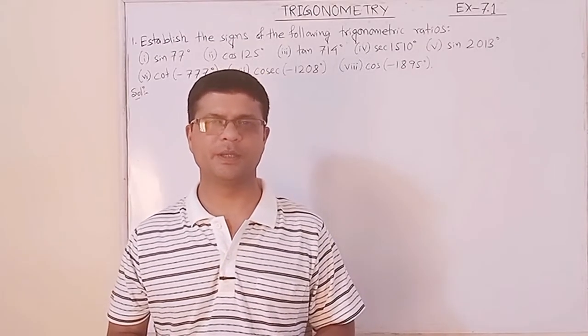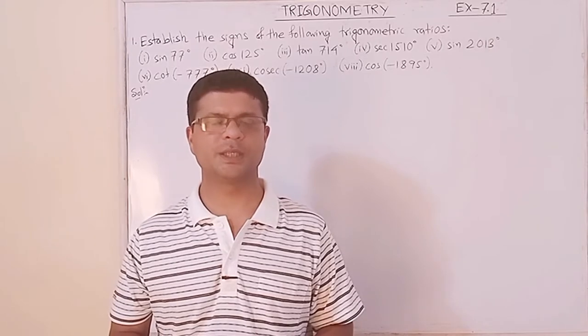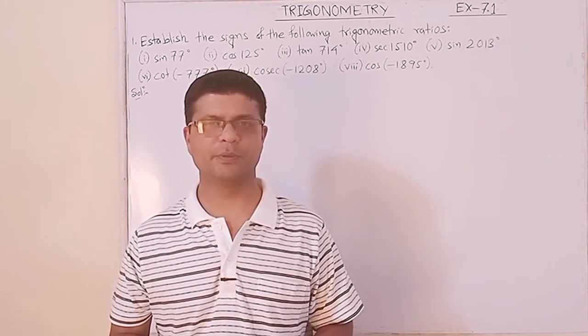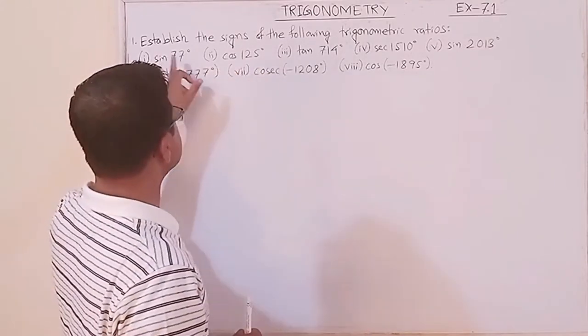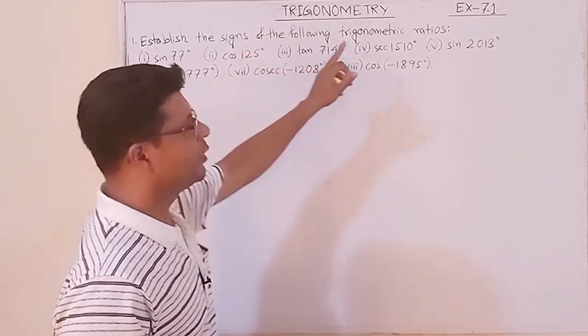Today we are in the chapter Trigonometry and today we shall start the exercise. Exercise is 7.1. At first we have taken the question number 1. Let us read the question. Here, establish the sign of the following trigonometric ratios.